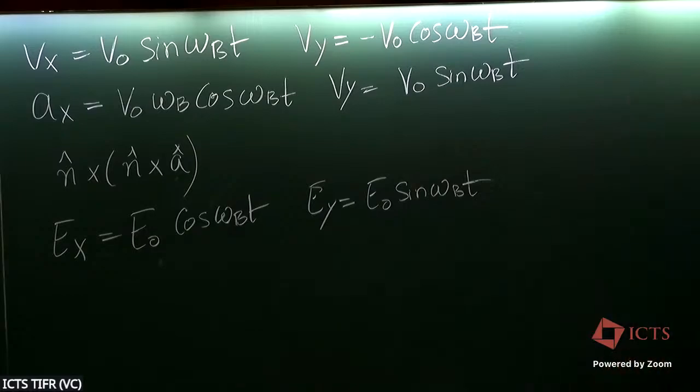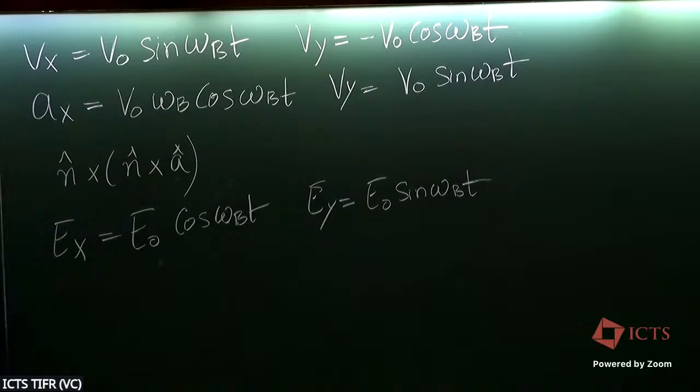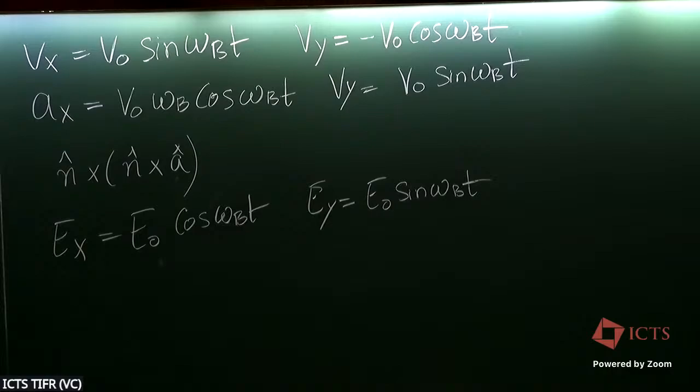So the X component behaves like a cosine, Y components behave like a sine. So what you have is circular polarization, right? So you have an electric field which, as a function of time, is rotating in the XY plane. So that's a circularly polarized wave because the electric field, as a function of time, rotates perpendicular to the direction in which it's propagating.